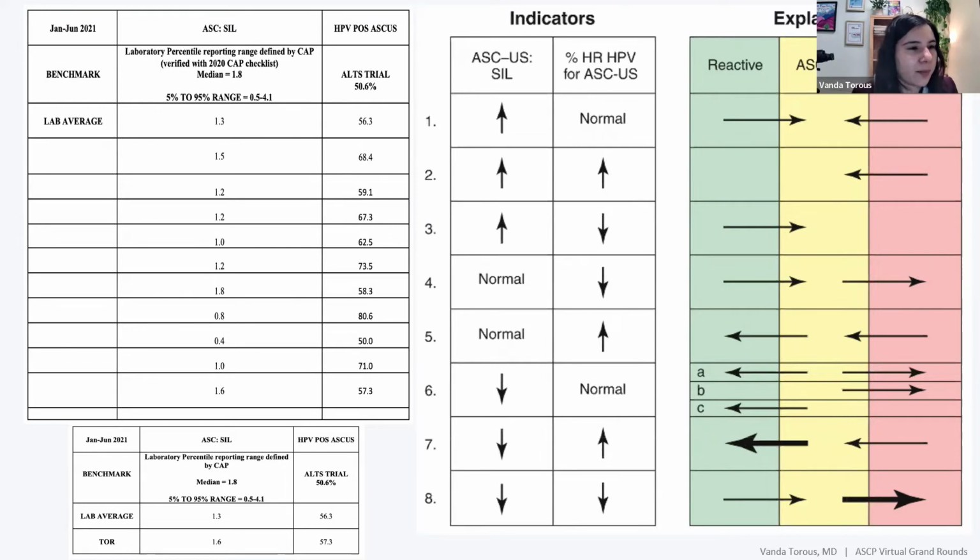We actually give our cytopathologists feedback every 6 months on their ASC-SIL ratio as well as their high-risk HPV positive ASCUS rate. We give both the benchmark from the CAP checklist for the ASC-SIL ratio, and from the ALTS trial the target high-risk HPV testing goal. And we also put it in context of the lab average as well.